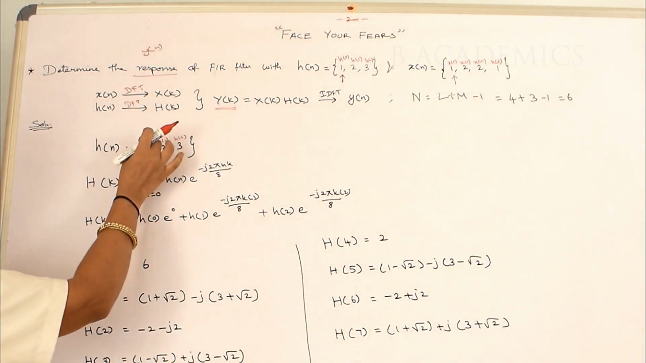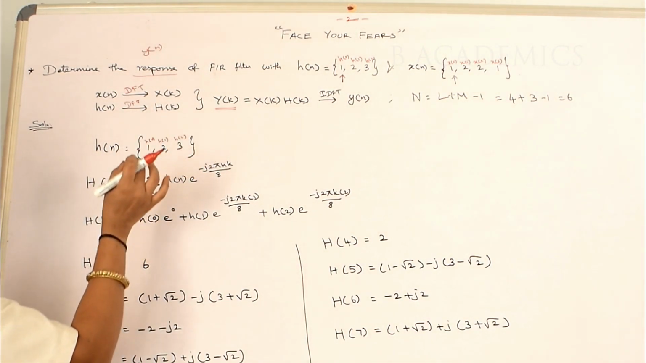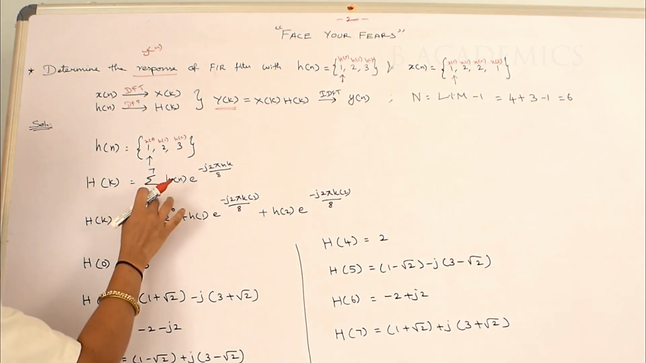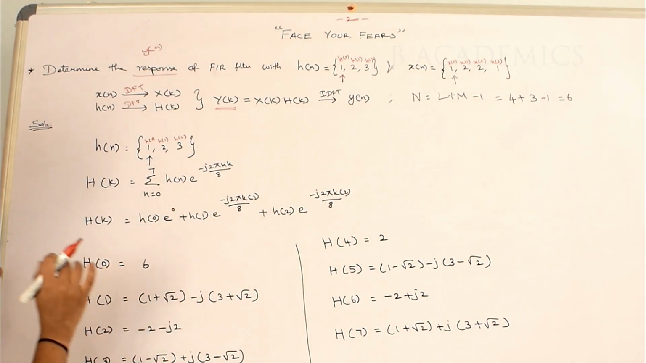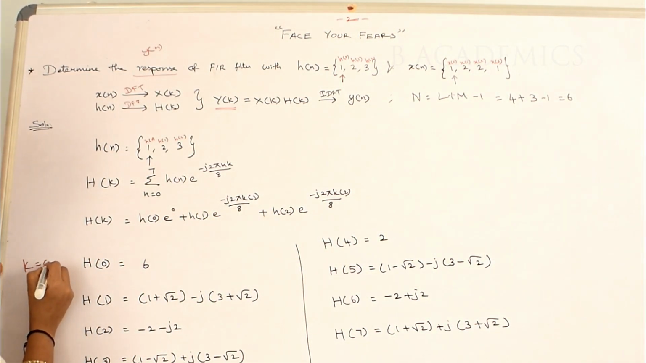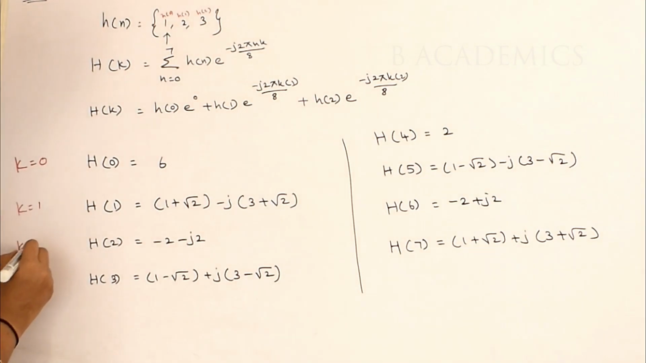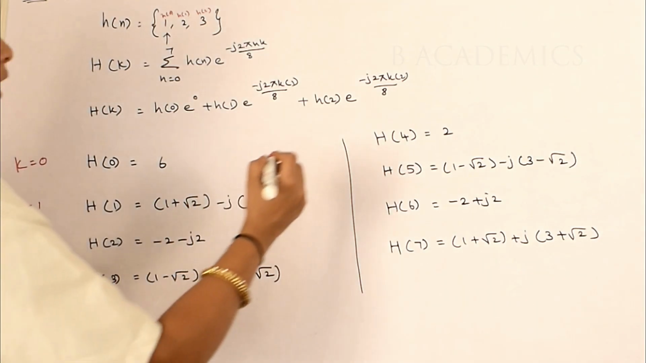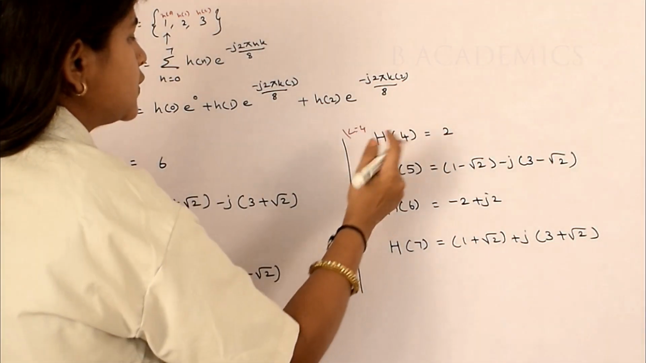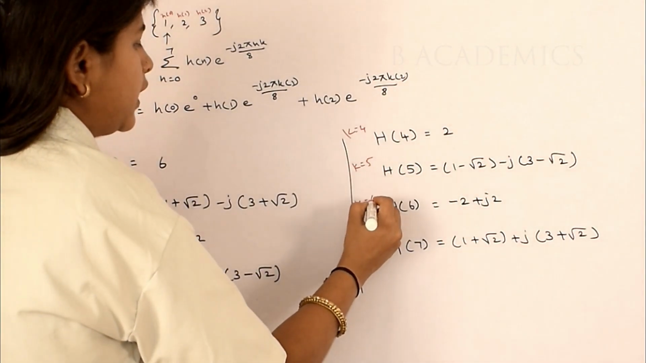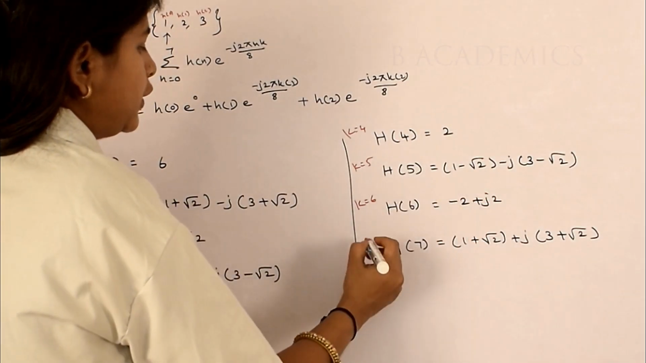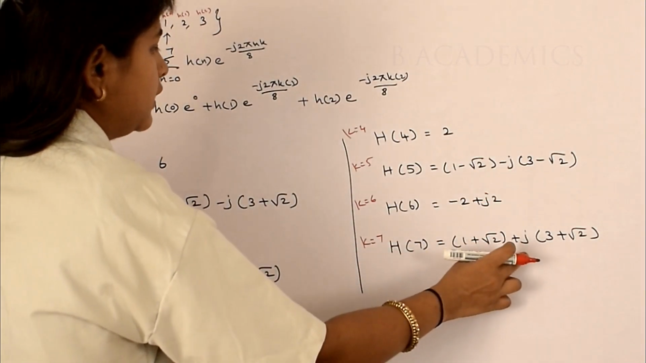So here we have h of 0, h of 1, h of 2. That's why I have substituted the n value for h of 0, h of 1 and h of 2. The remaining will be 0. So here I am substituting k as 0. I am getting 6. So for k equal to 1, this answer. For k equal to 2, I will be getting this one. For k equal to 3. And when we substitute k equal to 4, your answer is 2. When you substitute k equal to 5, getting this one. When k equal to 6, minus 2 plus j2. When k equal to 7, I am getting this one.